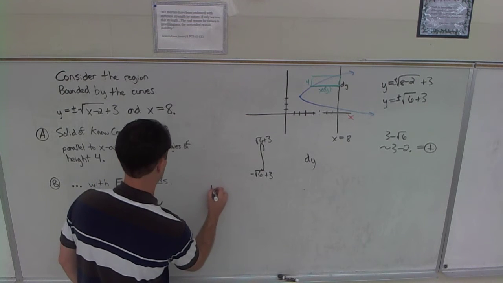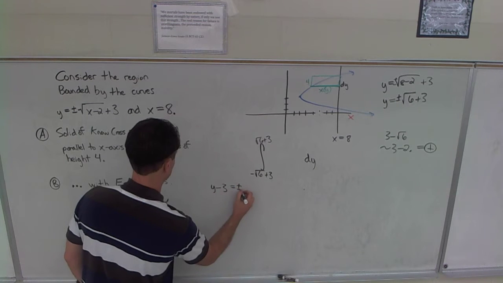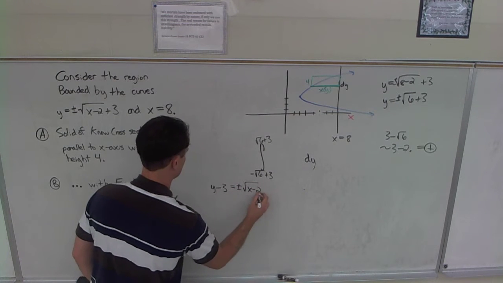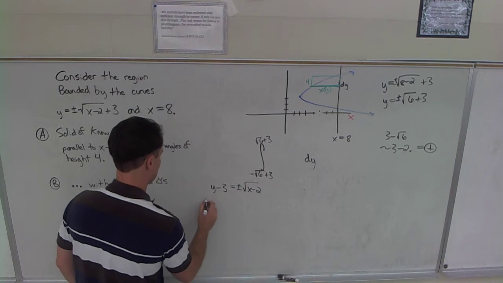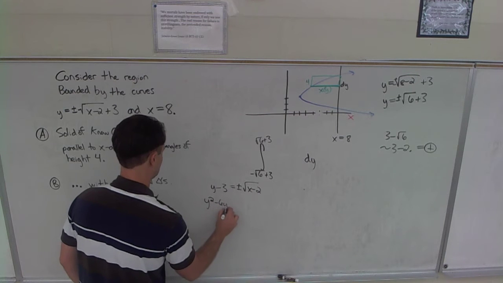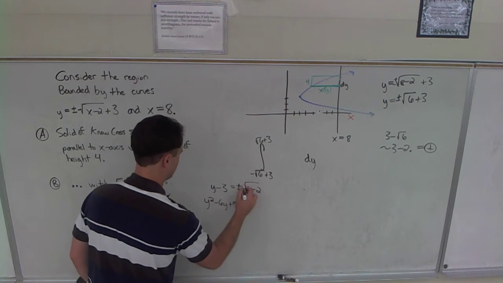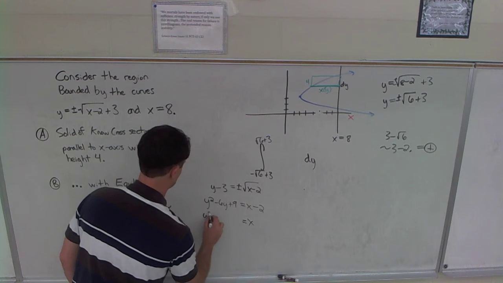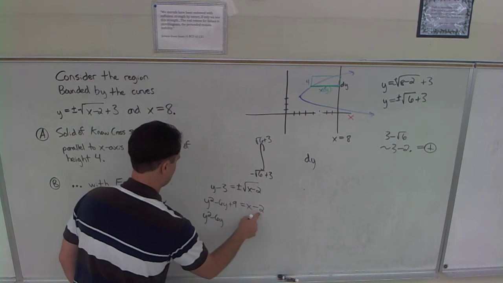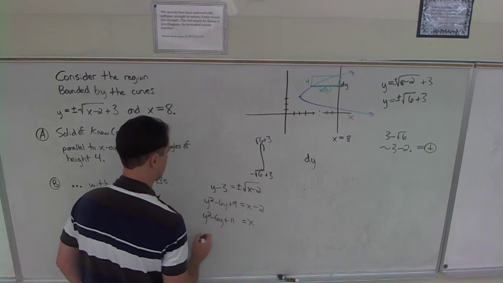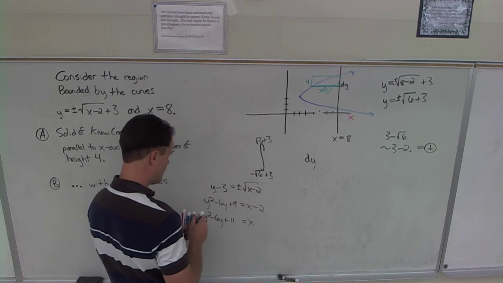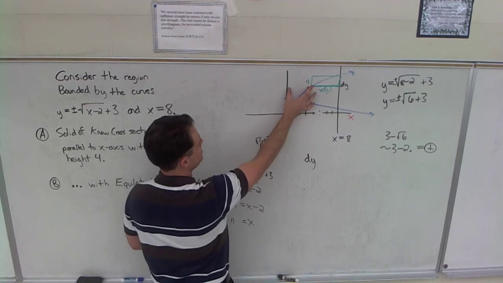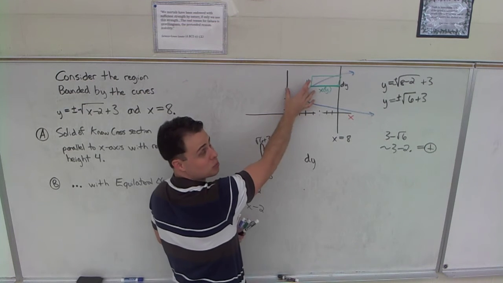So let's see, if we go y minus 3 equals plus or minus square root of x minus 2. If we square both sides, we'll get y squared minus 6y plus 9 equals, that goes away. So x ends up being y squared minus 6y, add 2, add 2. There's our x curve. So that x curve represents this distance, but I don't want that distance for this problem.